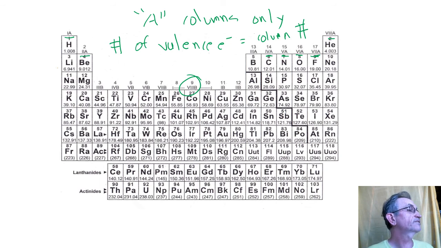All right, so as far as that goes, if I asked you about oxygen, column 6A, it has 6 valence electrons. Or beryllium, it has 2 valence electrons. All right, with that, that's it. That's all I'm going to talk about.